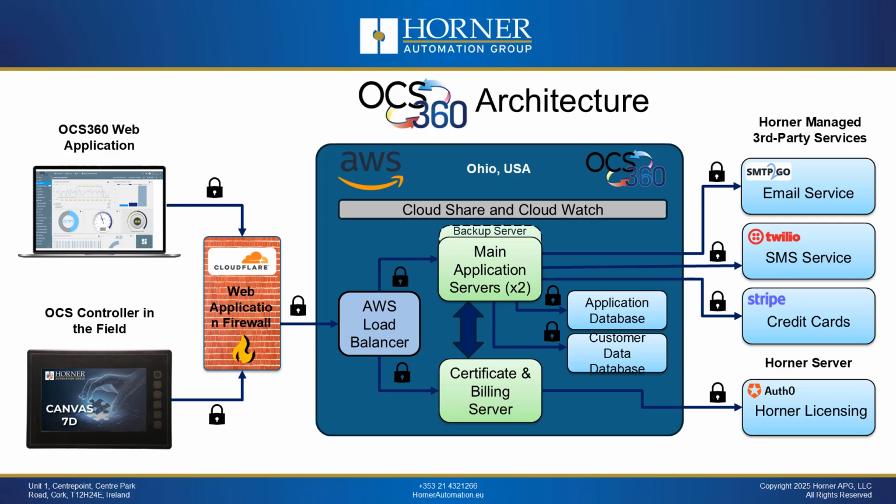Also happening within the blue box here in the center is a certificate and billing server. So that is a separate application, a separate server which handles all the security certificates. We also have an AWS load balancer, which we will talk about its functions here in a bit, and also at the top here you can see Cloud Share and Cloud Watch. What is that? Well, we will talk about that in a bit as well.